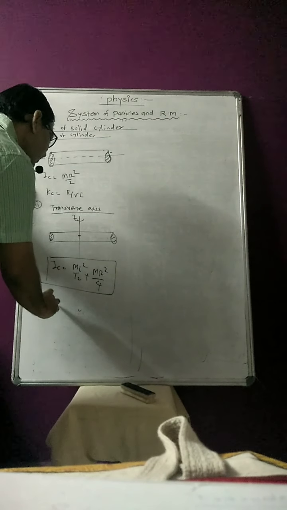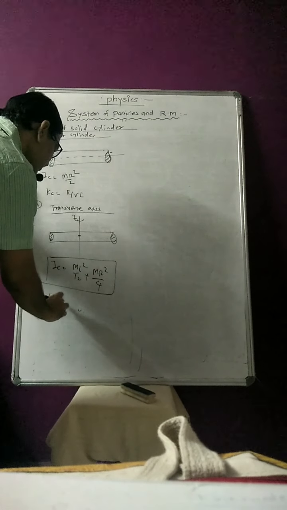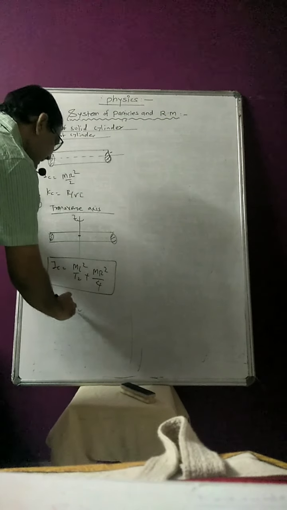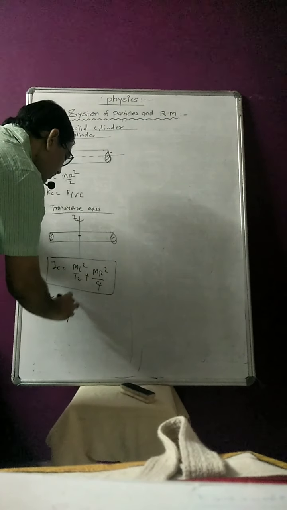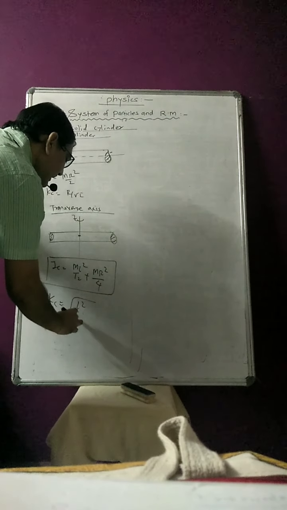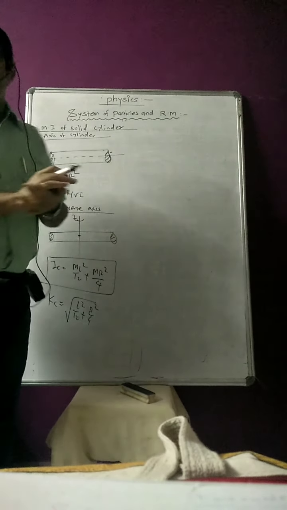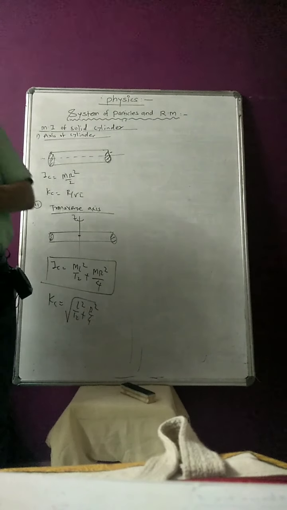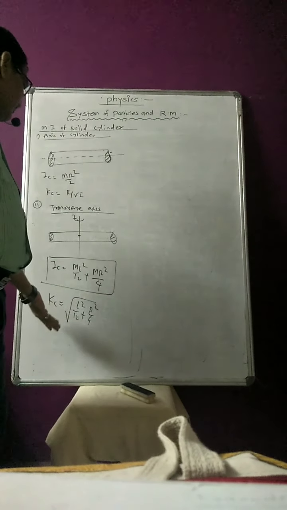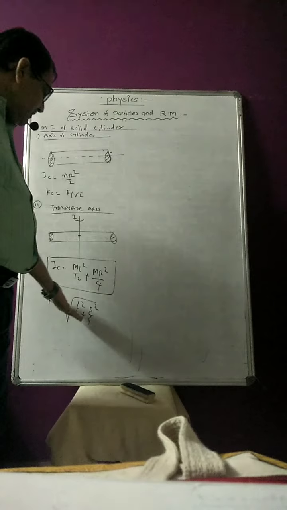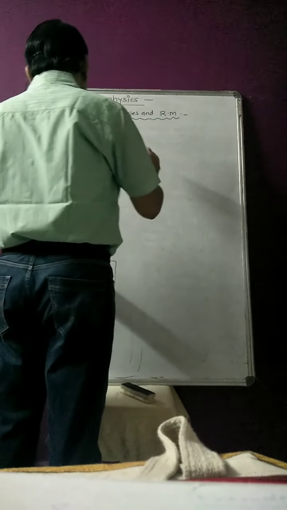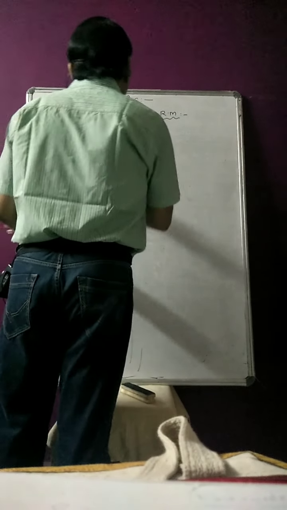What will be the radius of gyration? Therefore K_C will be, the M will get cancelled, the square root of L square by 12 plus R square by 4. Don't simplify the square root of that, because the square root will not come out, since there is a plus sign. Then now you want to find out the third axis.